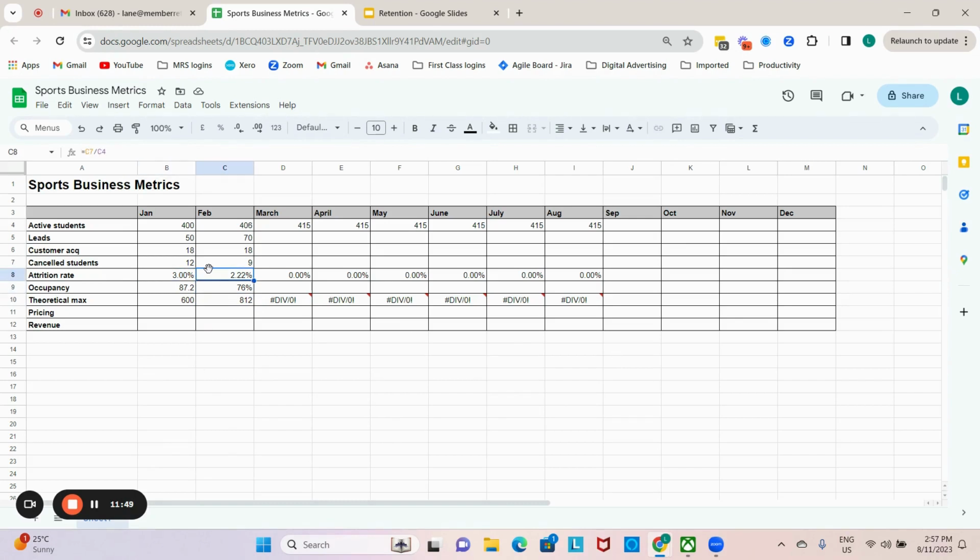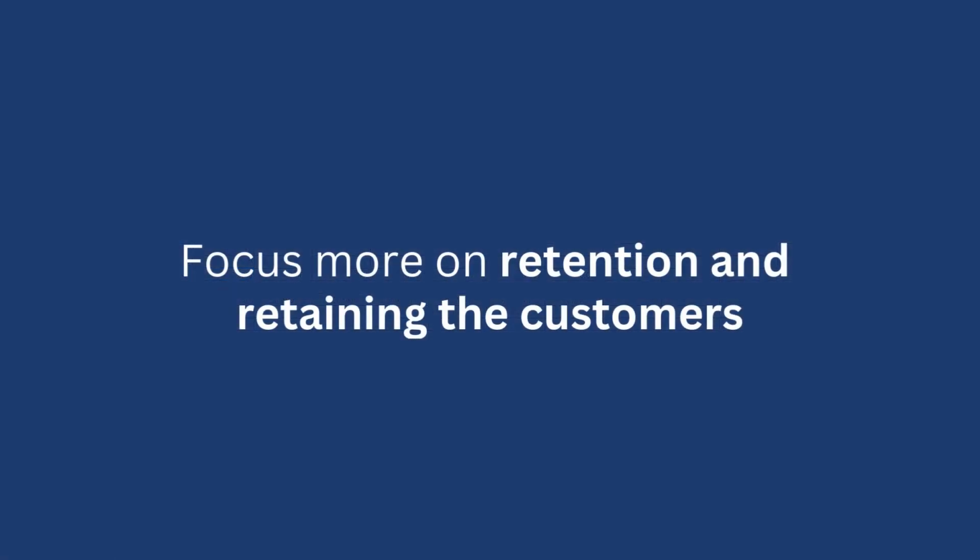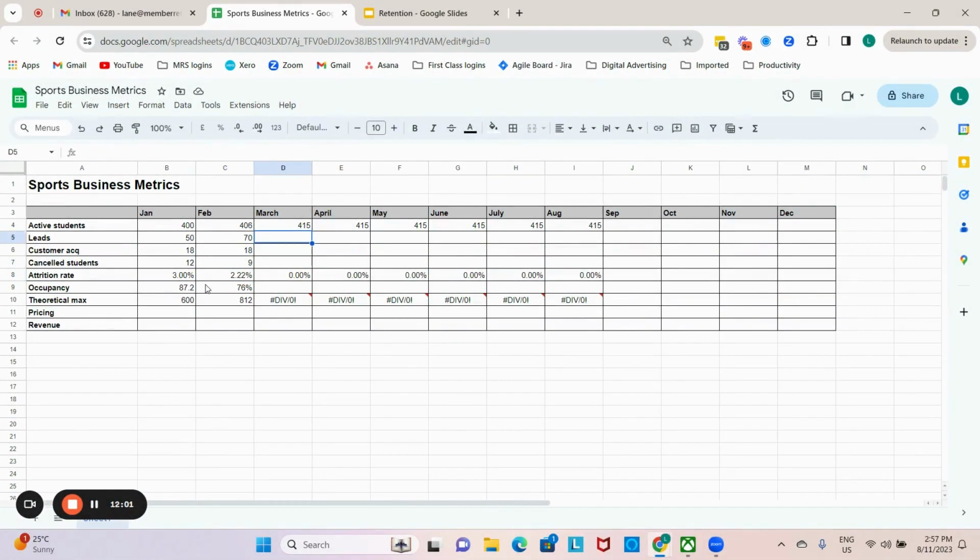So this is why it's so important to focus more on retention and retaining the customers you do have, because there's so much power in that. To drive this home, let's look at this again. One more month example. Let's say we stick with our 18 new customers a month, and we again do our 9 customers. This is actually a better performance because we've got a higher starting base. So again, we're dropping down our attrition, which bumps up our theoretical max.